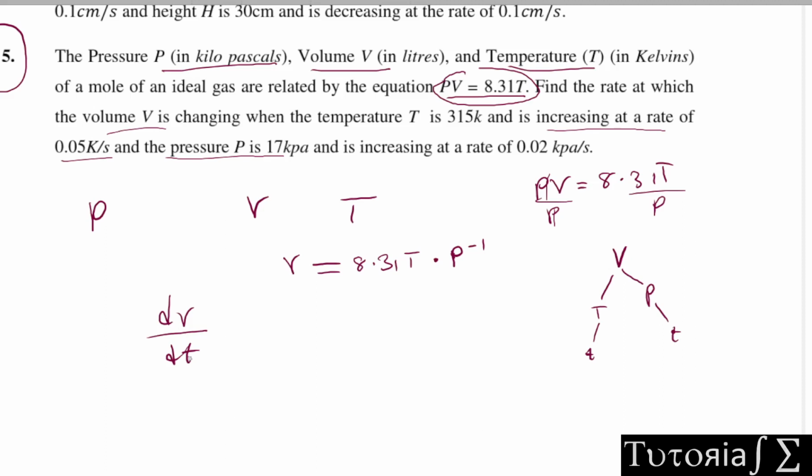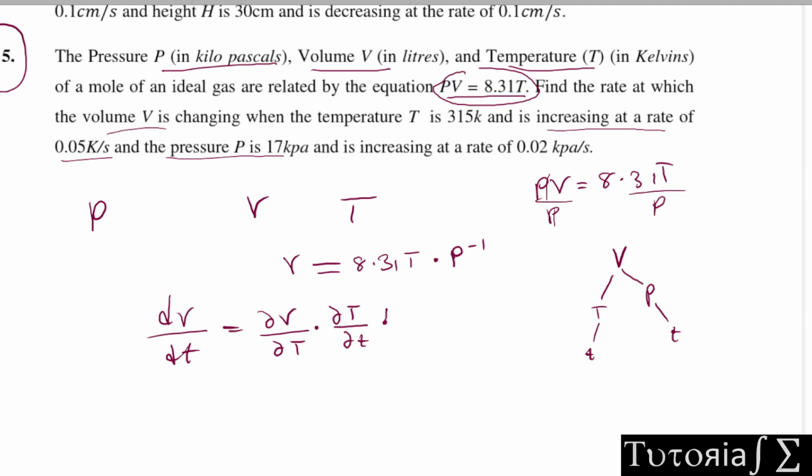So now V with respect to T, how do we move from V to T? We say V with respect to temperature. So there are two variables here, so it will be a partial derivative. So that will be partial V with respect to T, which is temperature, times temperature with respect to time.